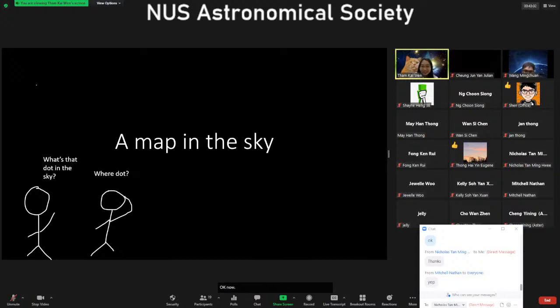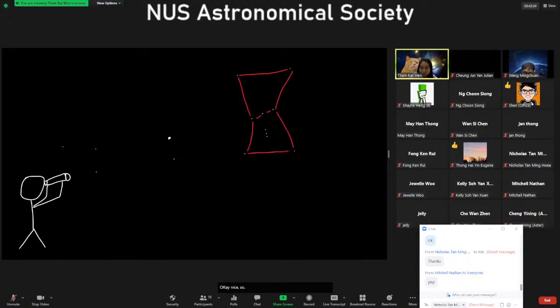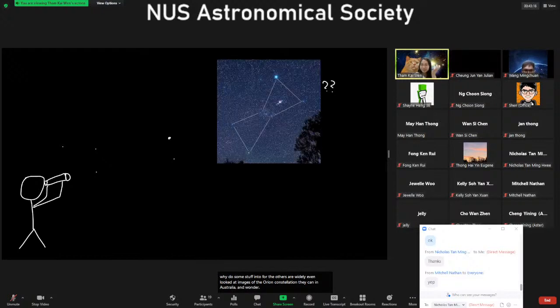Okay, nice. So, have you ever looked up in the night sky and wondered why some stars seem to move more than others, or why they even move at all? Or looked at images of the Orion constellation taken in Australia and wondered why it is upside down? Or wondered why you never seem to see Polaris, the North Star, in Singapore, even though it's actually quite bright? Well, if you didn't, then come down when we have physical stargazing sessions and we'll give you things to wonder about.